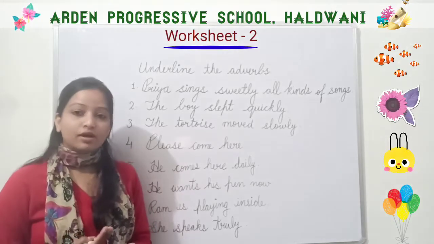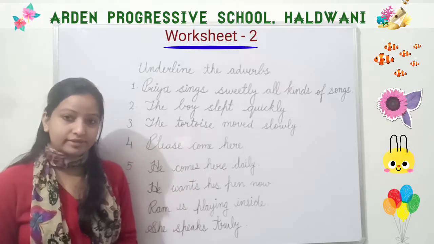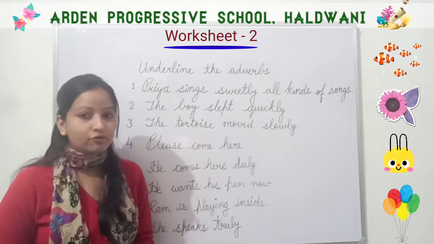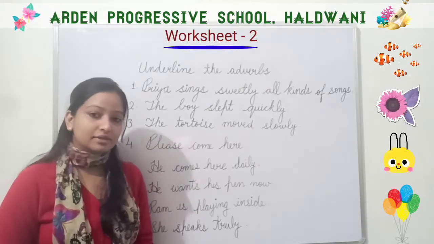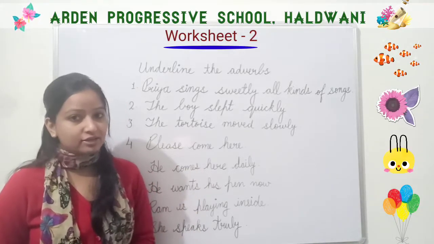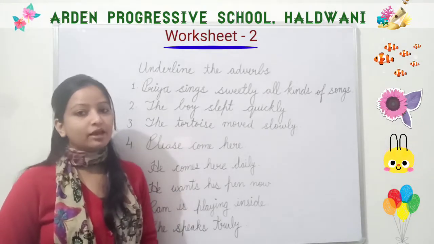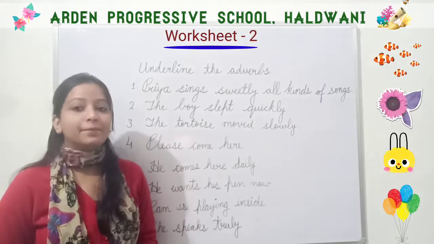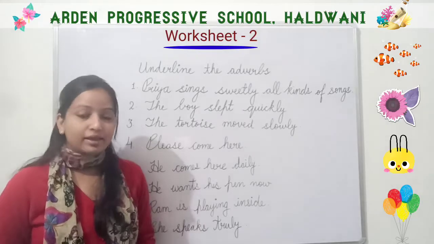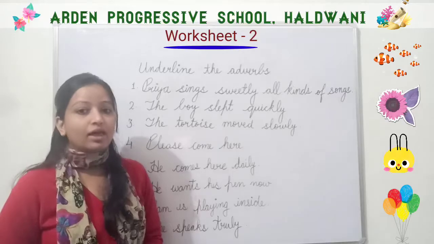If the question answers how, it means that word is an adverb of manner. If the word answers where the action has been done, it means that is an adverb of place. And if the word answers when the action has been done, it means that is an adverb of time.